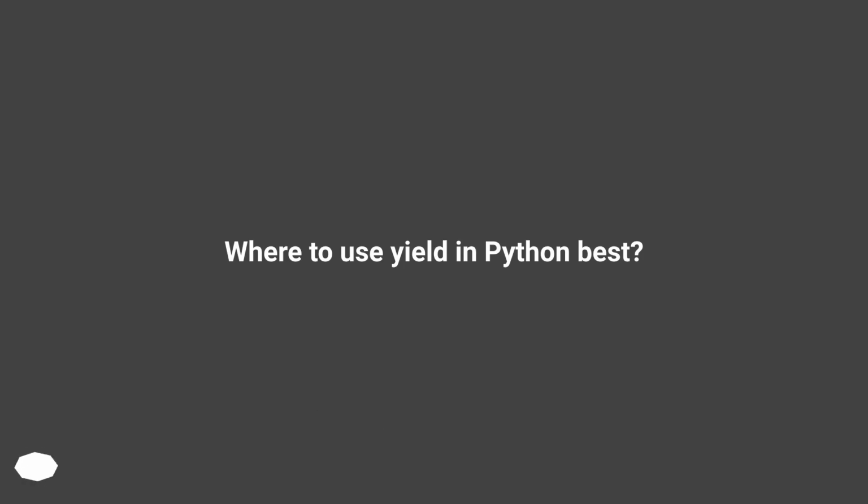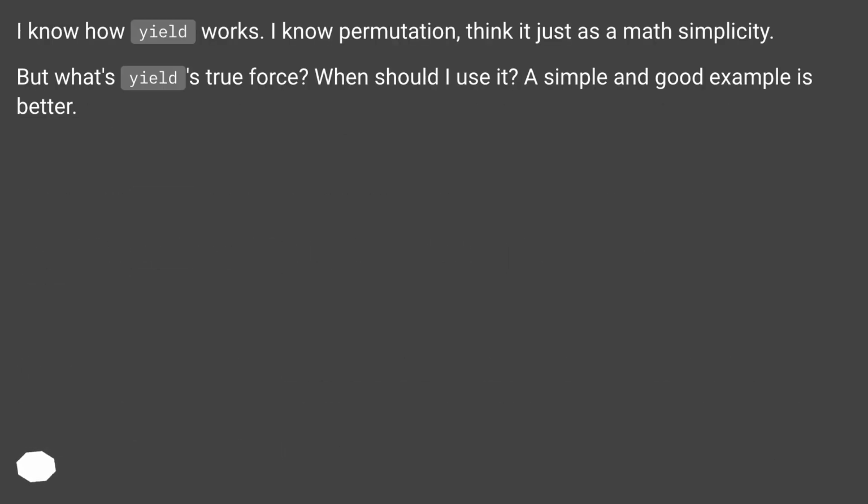Where is the best place to use yield in Python? I know how yield works. I know permutation, I think of it just as a math simplicity. But what's yield's true force? When should I use it? A simple and good example would be better.